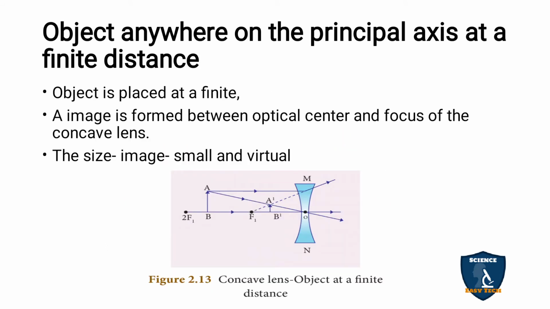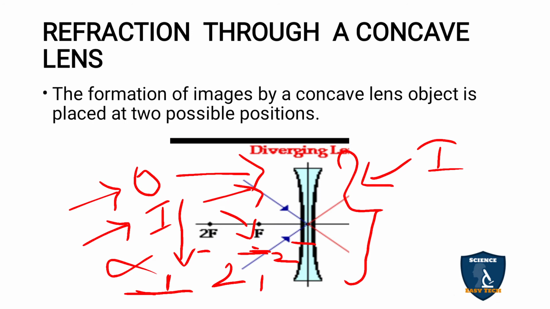The object is anywhere on the principal axis at a finite distance. The first one was infinity, but this one is finite, limited. So the object is placed between 2f, the curvature, and f, the focus. Now the object is placed in the second position, in between the curvature of the lens and the principal focus of the lens.